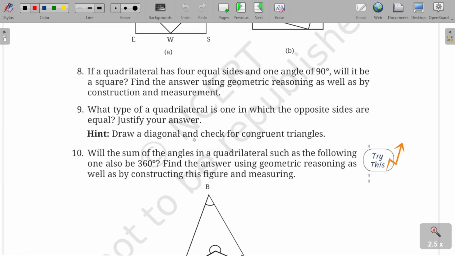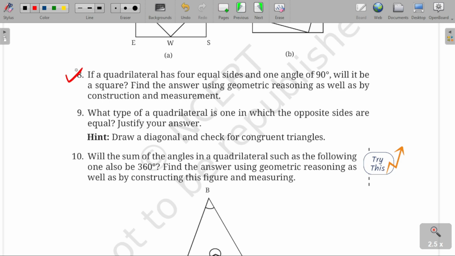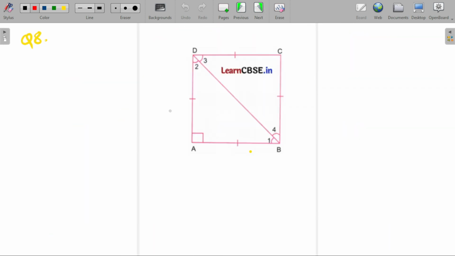Now moving to question number 8. Question number 8 is, if a quadrilateral has 4 equal sides and one angle 90 degrees, will it be a square? Find your answer. Okay, so let's do question number 8 now. A quadrilateral which has all the sides equal. So we construct a quadrilateral ABCD such that all the sides are equal and one of the angles, DAB, is 90 degrees. We have taken this, right?